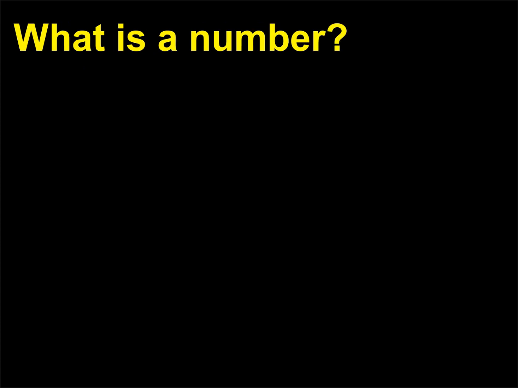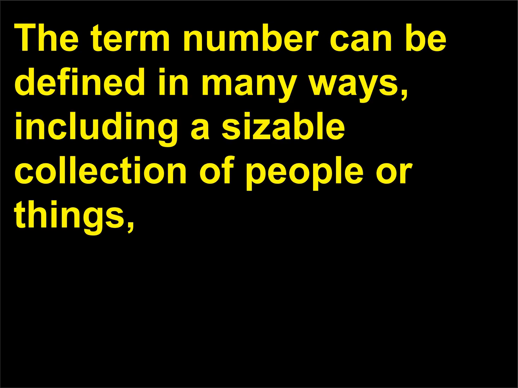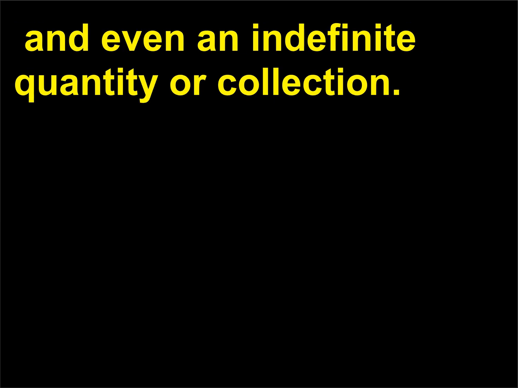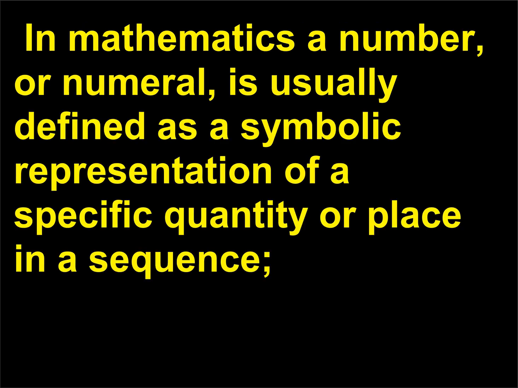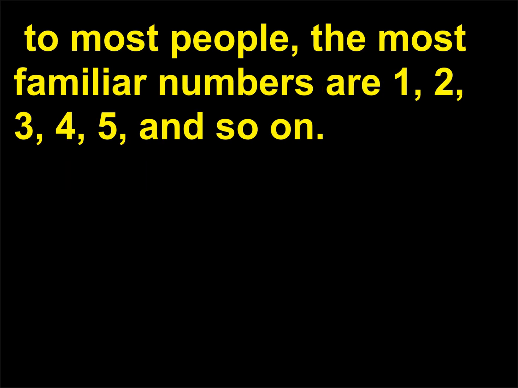What is a number? The term number can be defined in many ways, including a sizable collection of people or things, and even an indefinite quantity or collection. In mathematics, a number, or numeral, is usually defined as a symbolic representation of a specific quantity or place in a sequence. To most people, the most familiar numbers are 1, 2, 3, 4, 5, and so on.